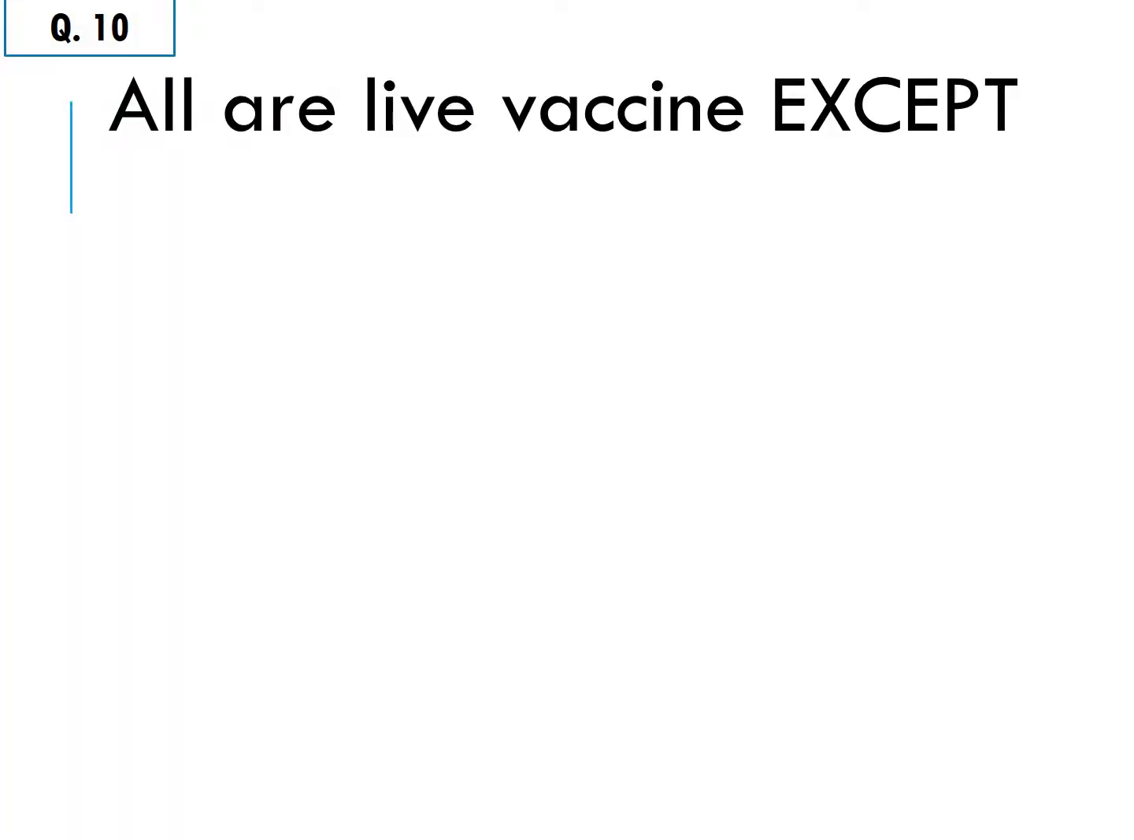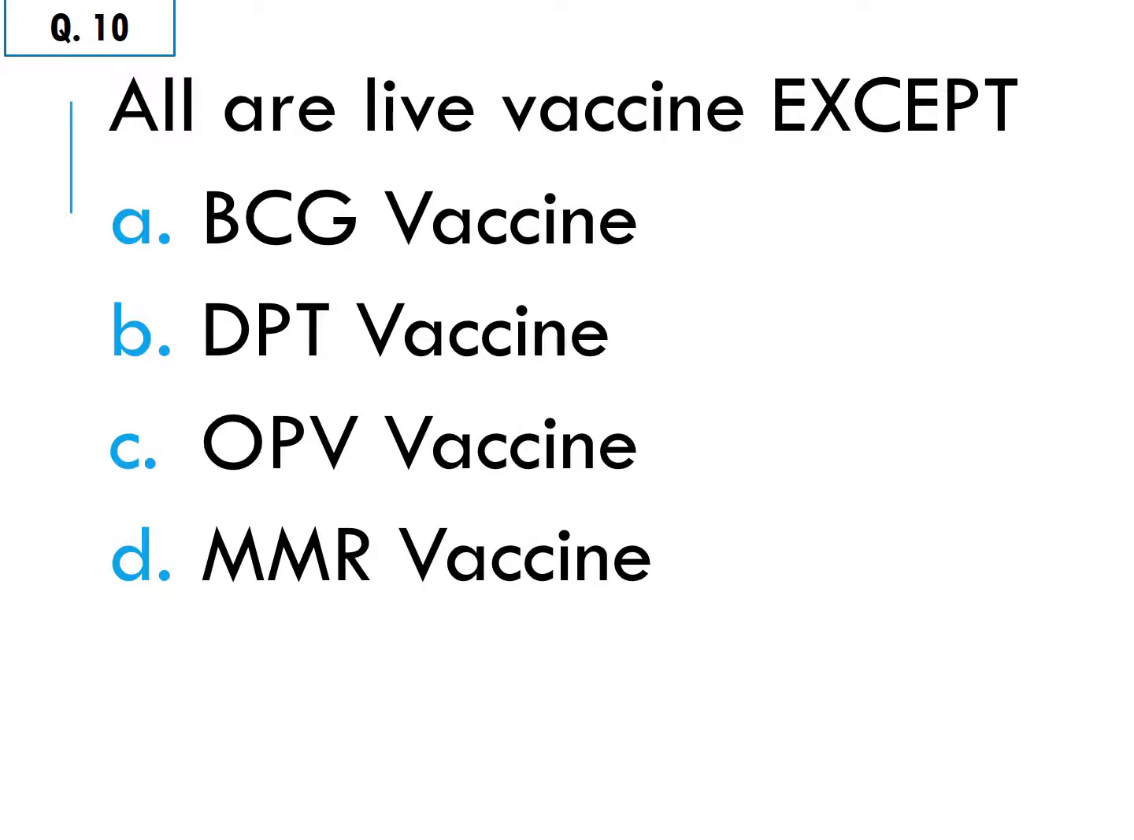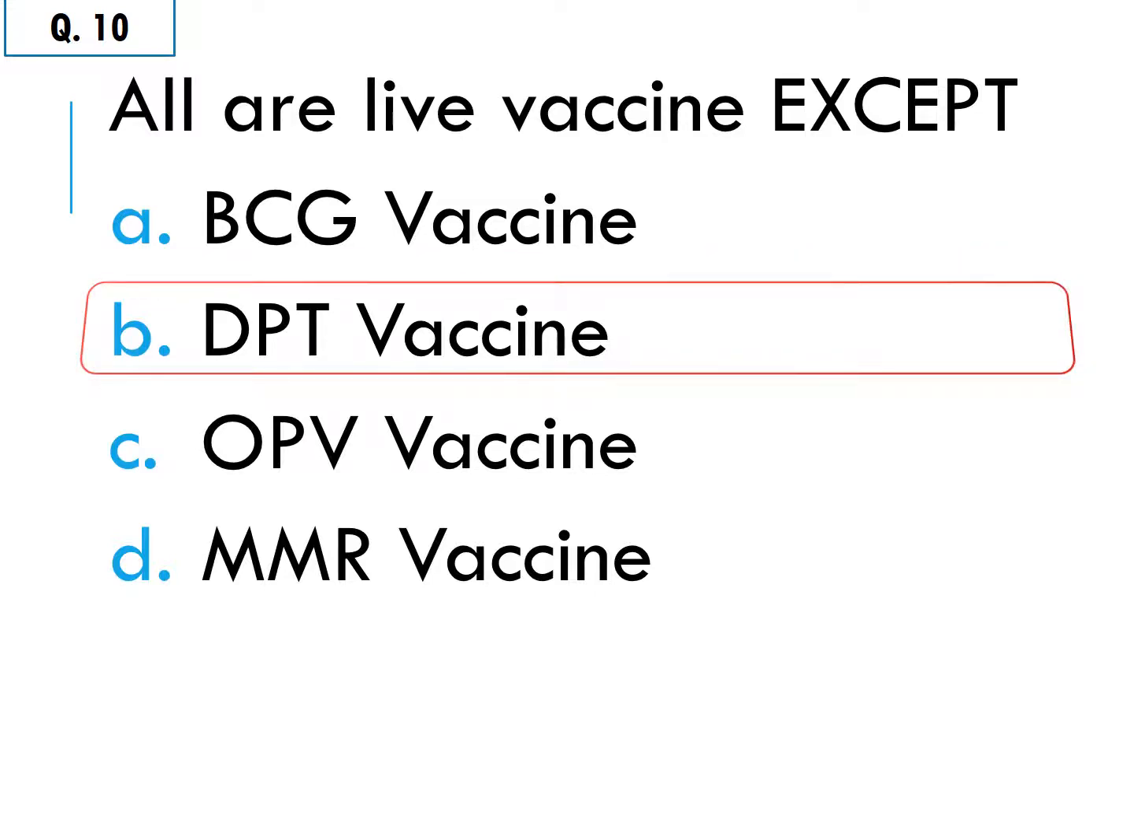Question number 10. All are live vaccine except BCG vaccine, DPT vaccine, OPV and the MMR vaccine. Here the question is, which one is not the live vaccine? Answer is DPT. BCG vaccine, OPV vaccine, MMR, all are live, and DPT vaccine is a killed vaccine.